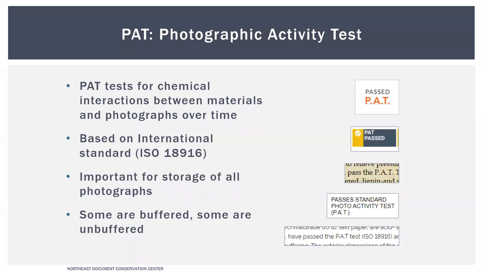Some websites will put this info right up front, and others will make you read the fine print to find it. If you can't find it, it means one of these three things. Either the product has not been tested, it has been tested but did not pass, or the vendor just didn't think it was important to their customers.